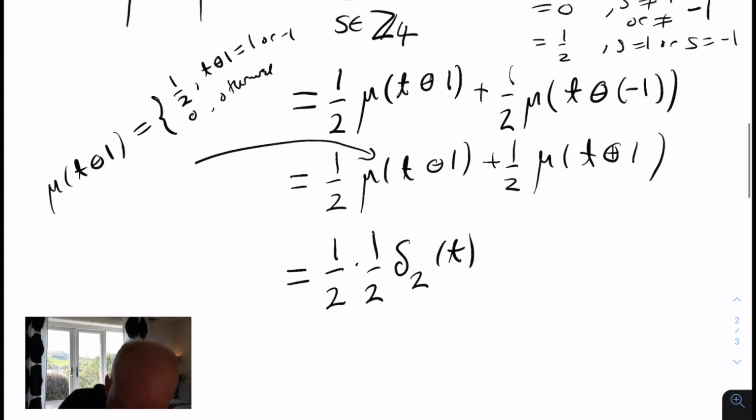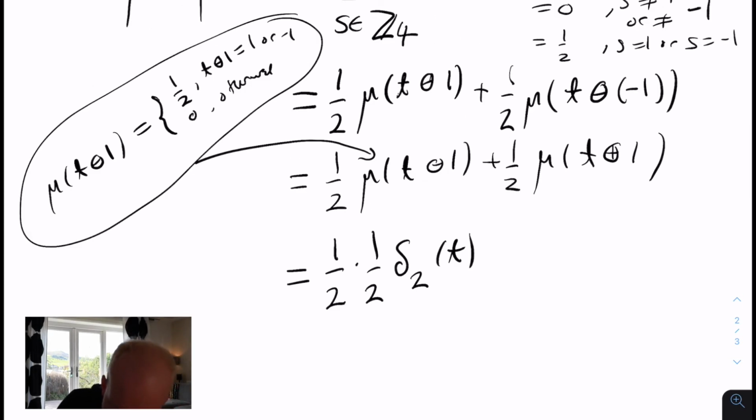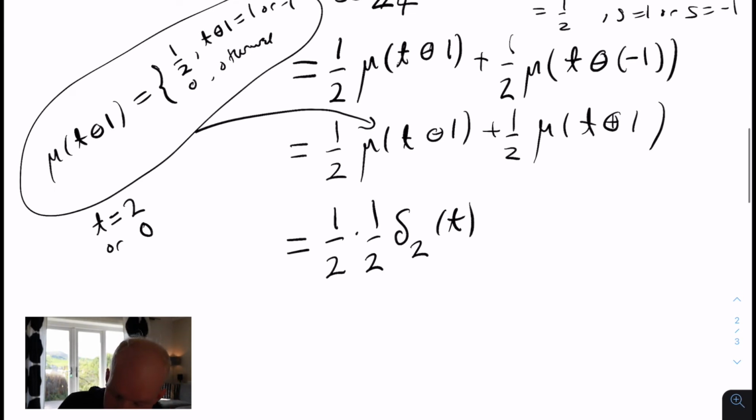So if you have this condition here, minus 1 or plus 1, then that condition is basically the same as if you add it to the other side. So if t is equal to 2 or t is equal to 0, you can get the other guess 0. So that's why you have this is equal to half at the point Dirac at 2, and then you have plus half at the point Dirac at 0 of t.